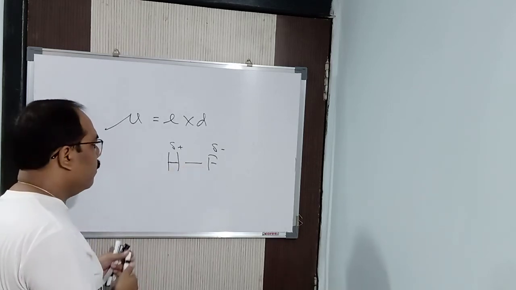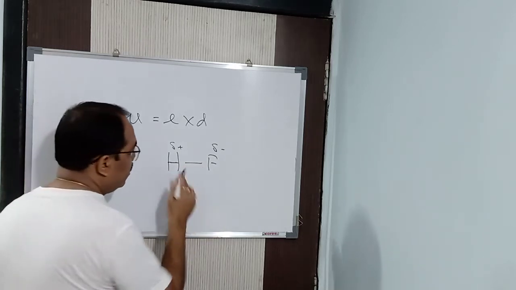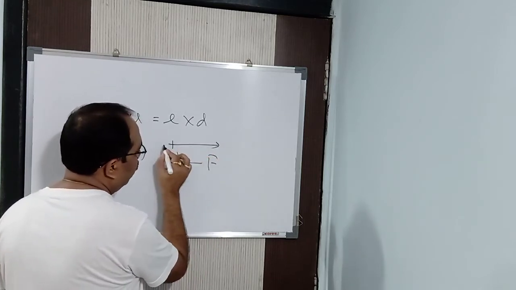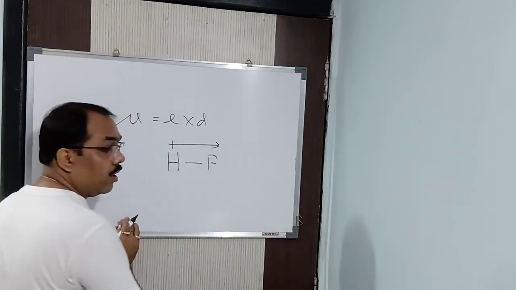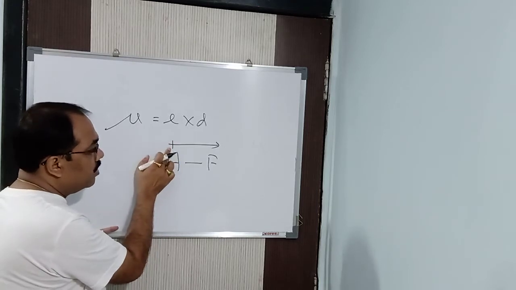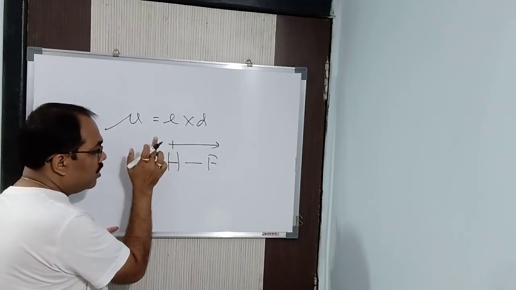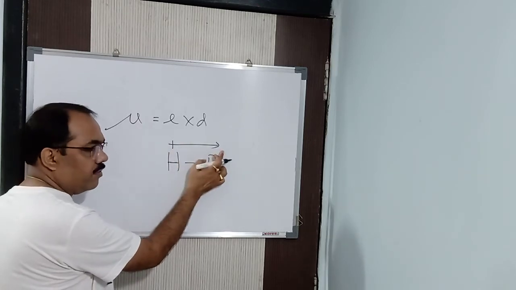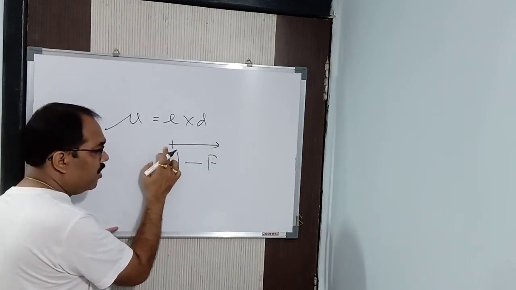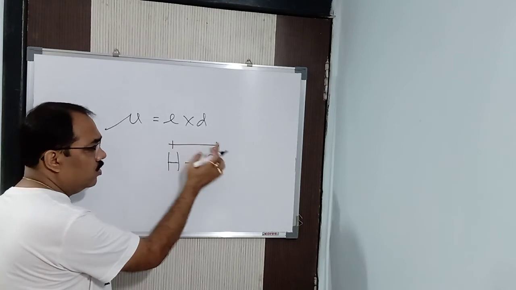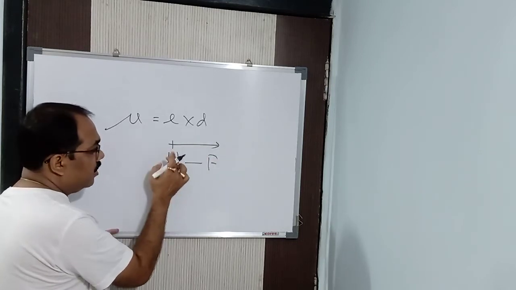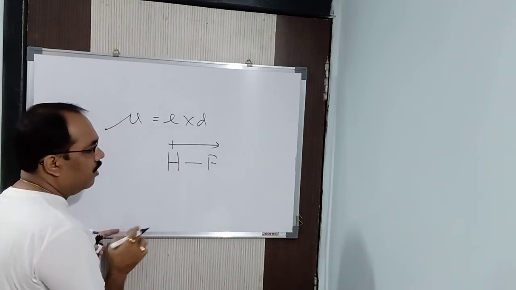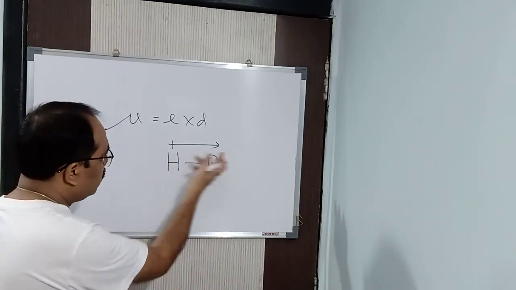Generally we represent the dipole moment in this particular way. We draw an arrow and we cut the tail of the arrow, which represents a plus sign. It is always represented from positive to negative, so the arrow is always directed from positive to negative, and you cut the tail of the arrow.